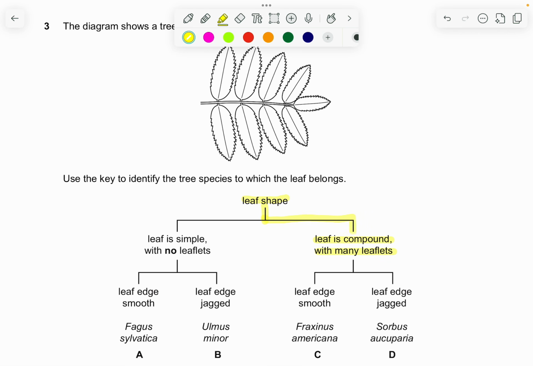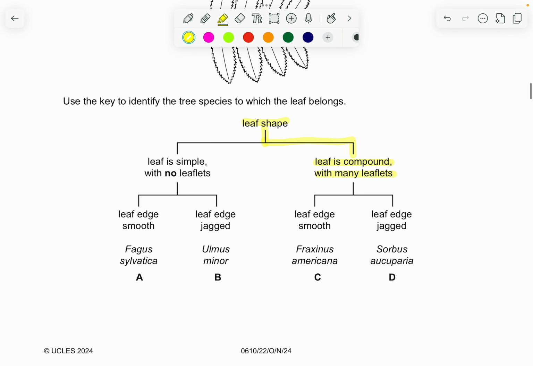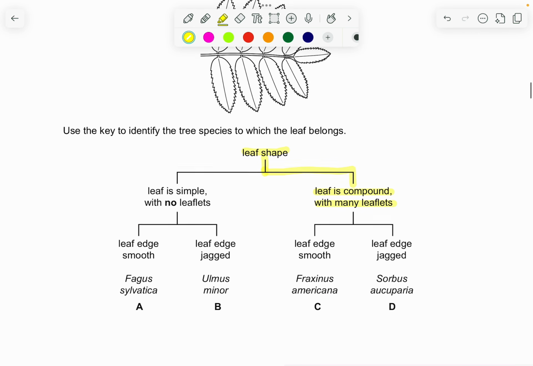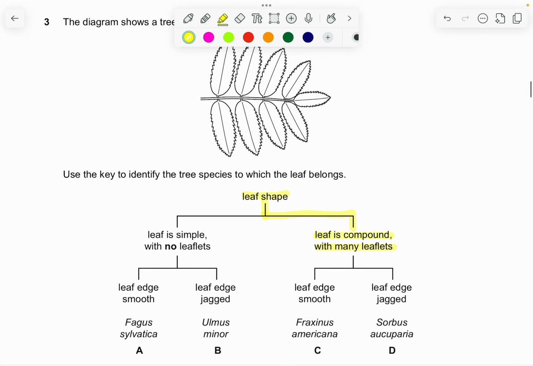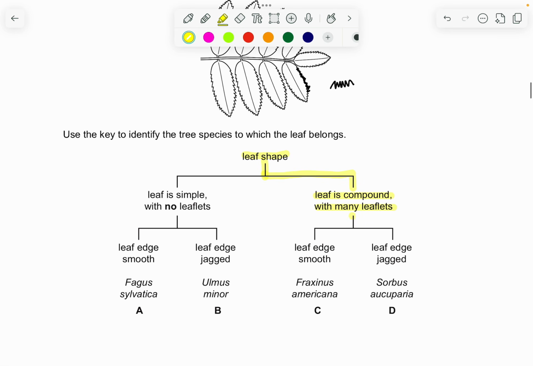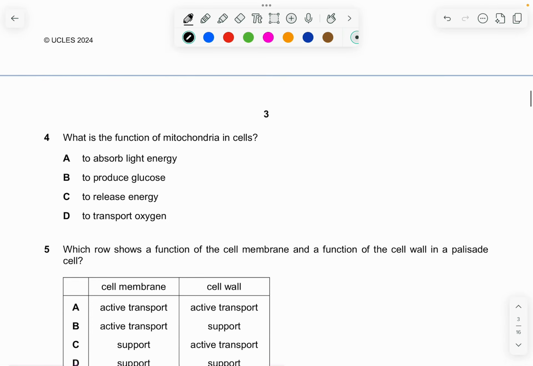So we are going down here. The leaf edge is smooth or the leaf edge is jagged. You can see it's like a zigzag, so it's actually jagged. So just draw it down here. So the answer for this question is Sorbus aucuparia.